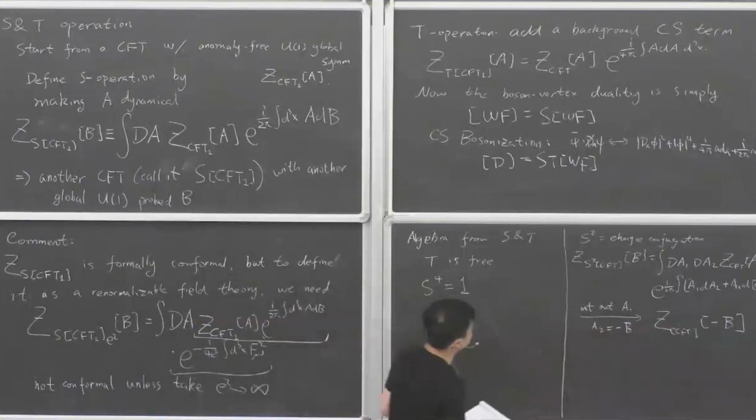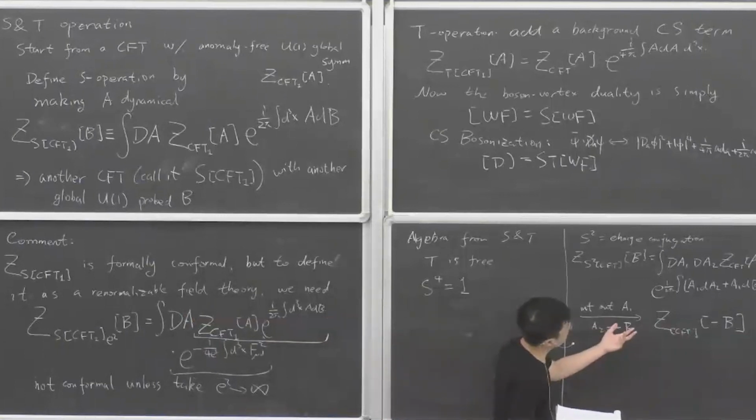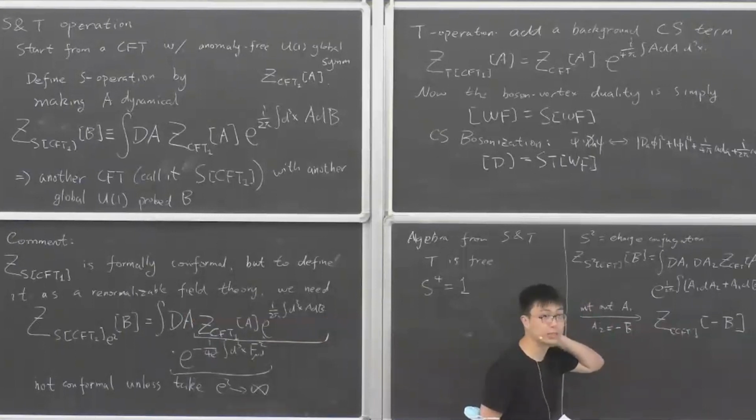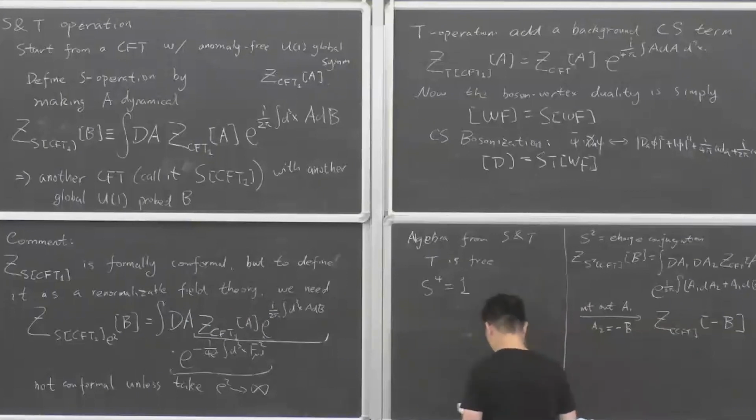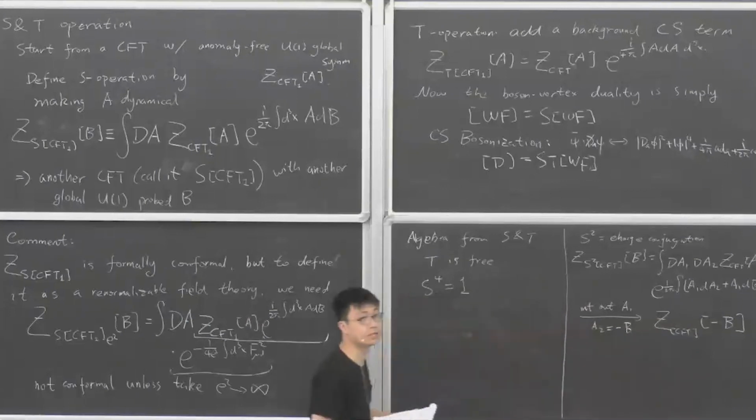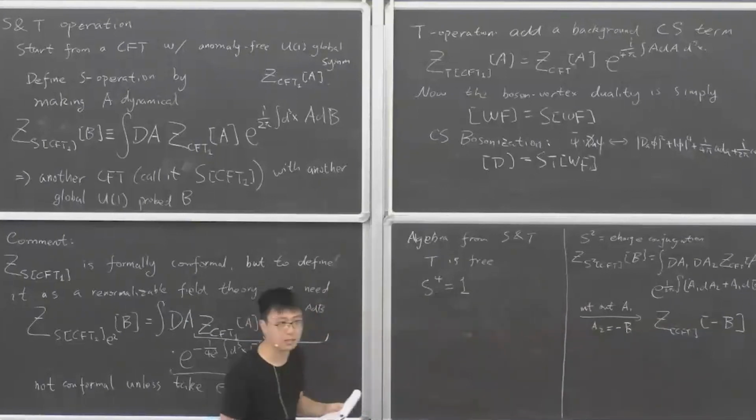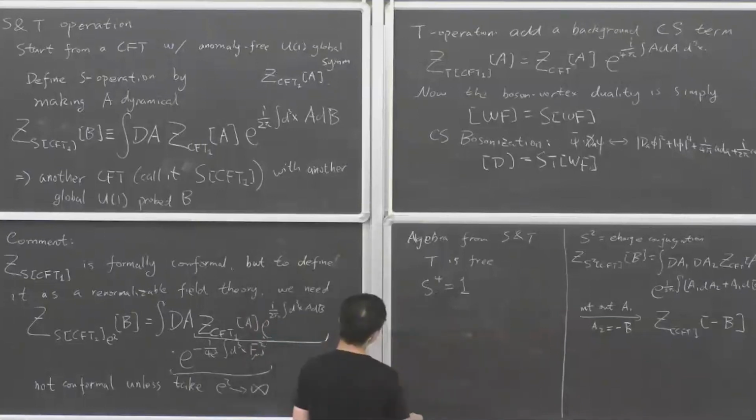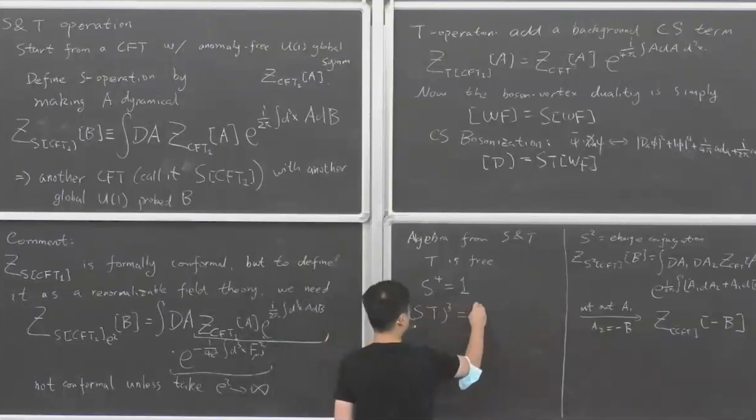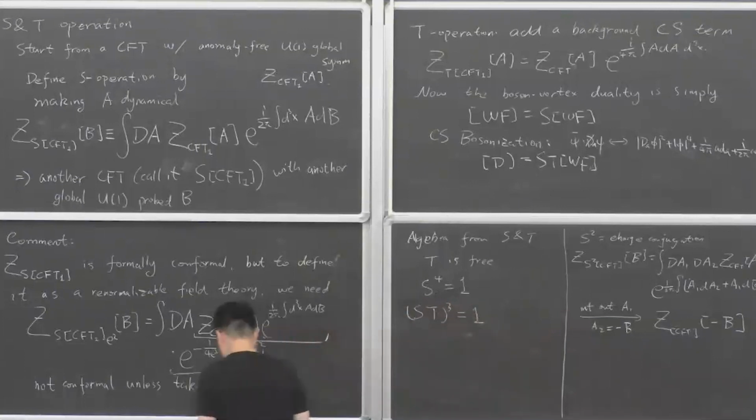Okay. And of course, because pretty much all the theories I talked about so far, like Dirac fermion or Wilson-Fisher, naturally do have charge conjugation symmetry, S squared acting on them naturally gives back the original theory. So sometimes I won't even distinguish S and S inverse that carefully. And here's a more non-trivial relation, which you can check on your own. I won't do it for you.